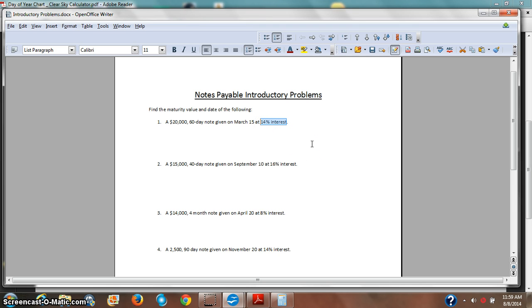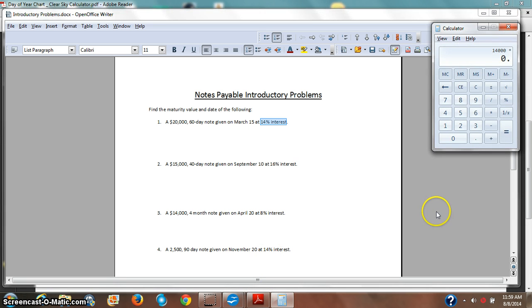If I had a $20,000 note and I were going to pay it back in 1 year, I would pay it at exactly 14%. So if I were to take $20,000 times 0.14, 14%, I would pay exactly $2,800 in interest. But that's not often how it works. Sometimes there'll be a fraction of the year. Sometimes it'll be more than 1 year, and so on and so forth.